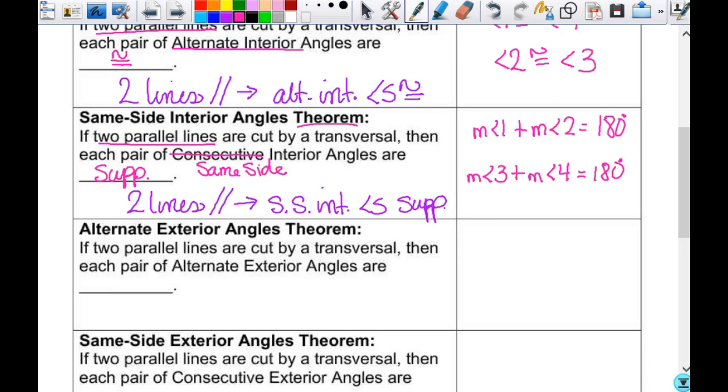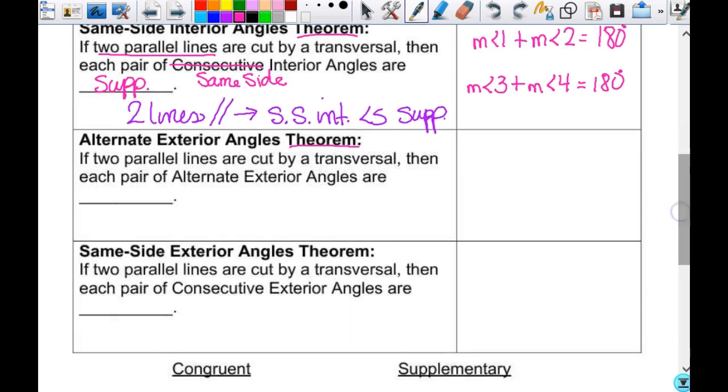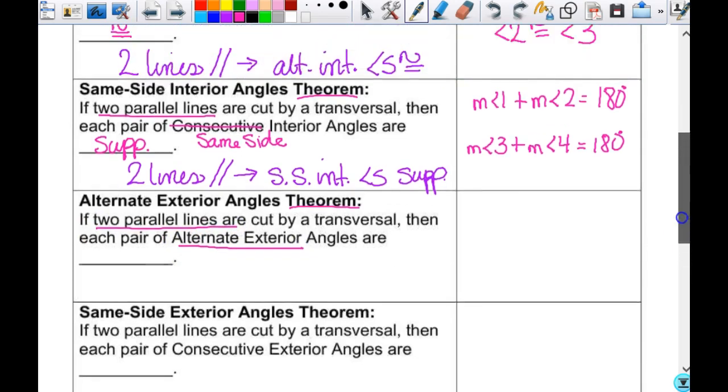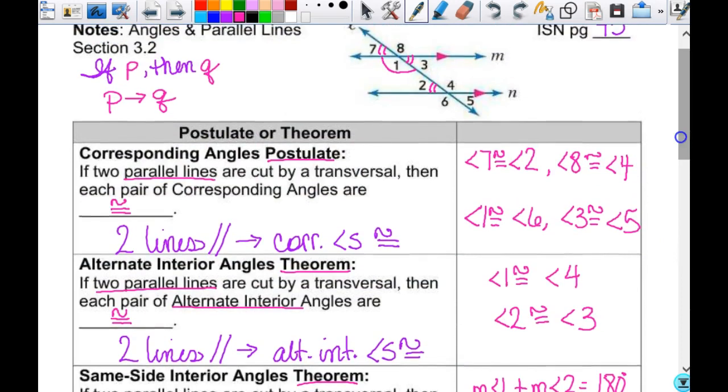Any questions? All right, so alternate exterior angles theorem. So we're starting again with if 2 lines are parallel, then we know something about the alternate exterior angles. Right? So let's go up here and look at some. Let's look at 2 and 5. So 2 and 5 are an alternate exterior angle pair. Here's what I know. I know that 7 and 2 are corresponding angles, so they're congruent. What type of angle pair is 2 and 5? Vertical.